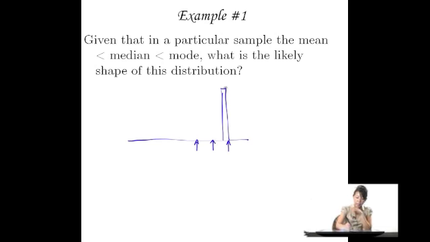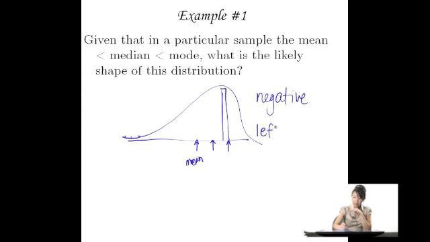So that would mean that since the mean is highly affected by outliers, there must be outliers on this side, right? So I'm going to guess that this is a negative skew, so left skewed. And so that means the skewness number should be negative.